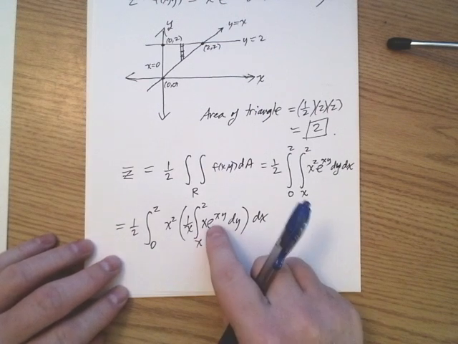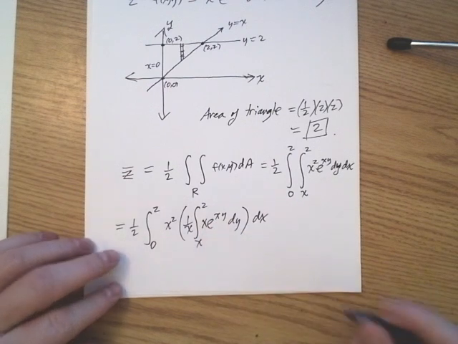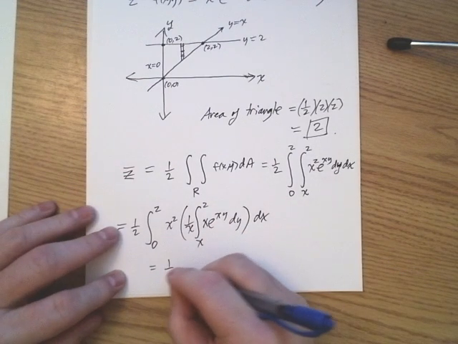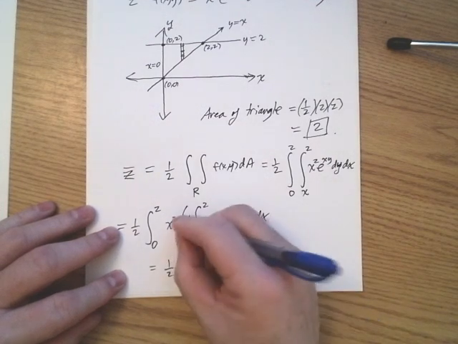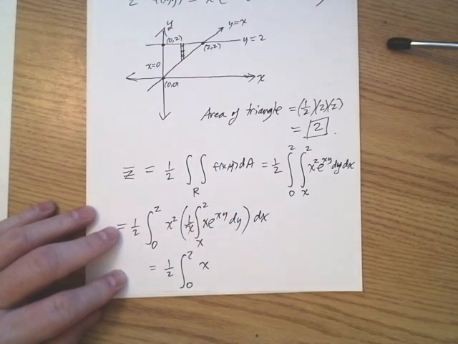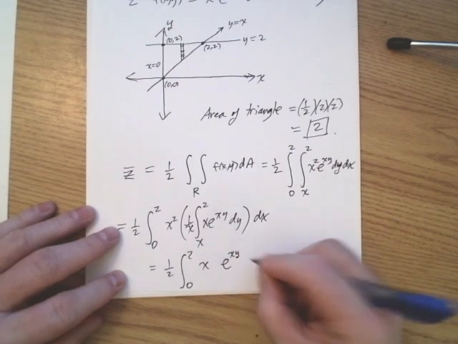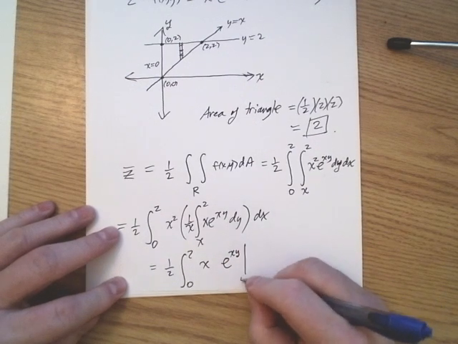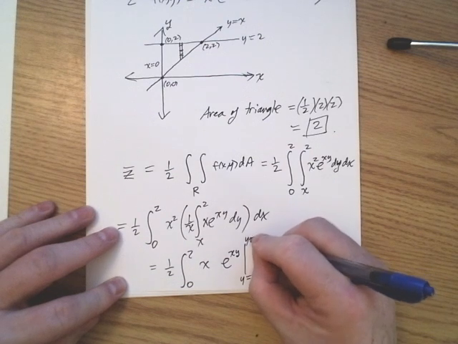Okay? So I've really got the integral of e to the u du, so this becomes 1/2 the integral from 0 to 2. X squared divided by x is x. Here this would be what? E to the xy, and then y is going from x to 2. Oops.